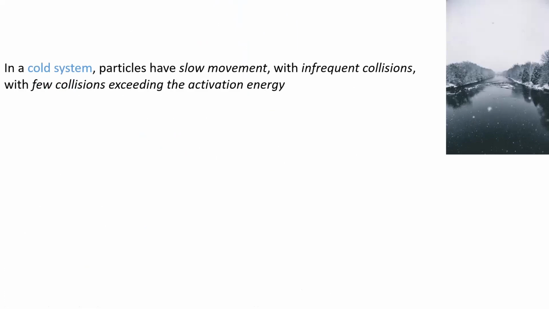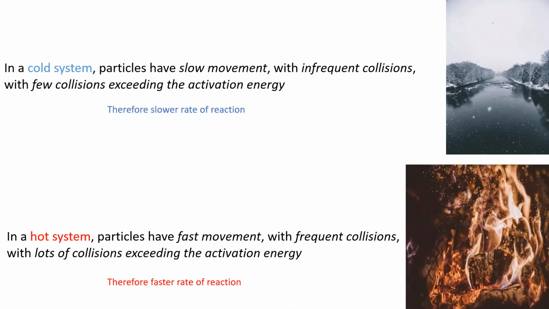So in a cold system, we could describe particles' movement as slow, and they will have infrequent collisions, and few of these collisions that actually do happen will result in a reaction due to the collisions not exceeding the activation energy. Therefore, we have a slower rate of reaction. In a hot system, particles have faster movement with more frequent collisions, with lots of collisions that do exceed the activation energy, so reactions actually happen when the collisions occur, therefore a faster rate of reaction.